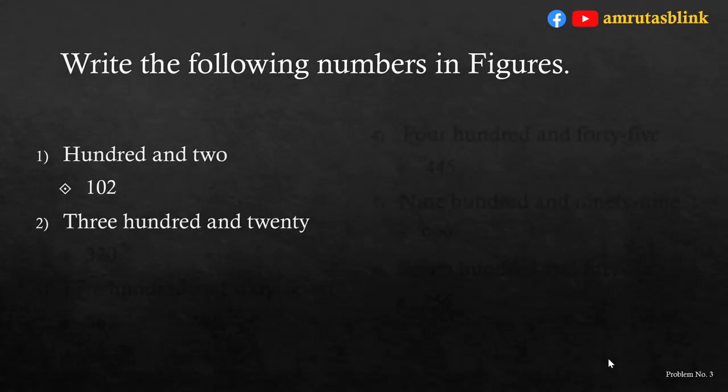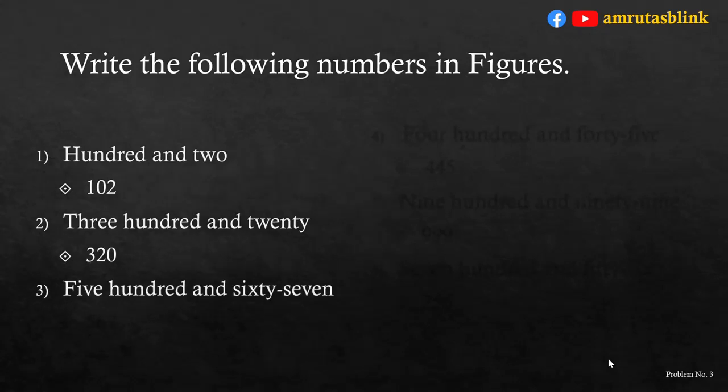Now next is 320. 300, so the digit at hundreds place will be 3. After that 20. So 20 means the digit at tens place will be 2 and the digit at ones place will be nothing but 0. So the number is 320.